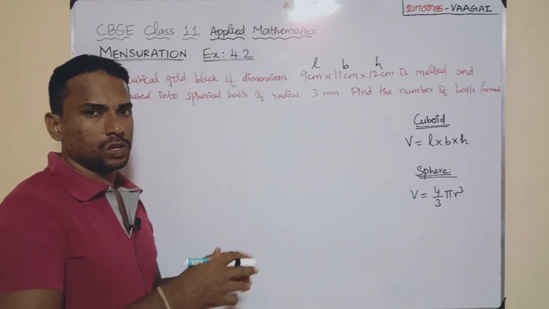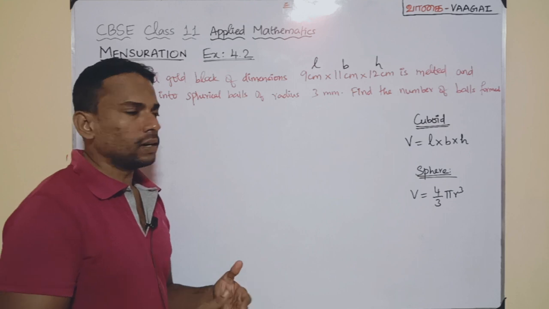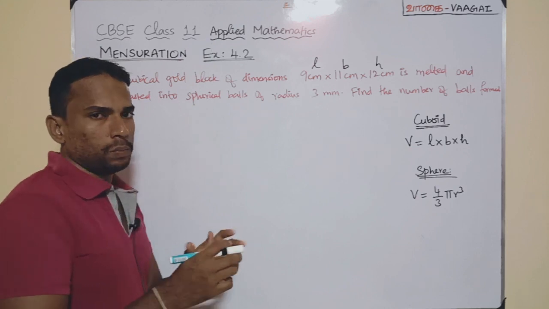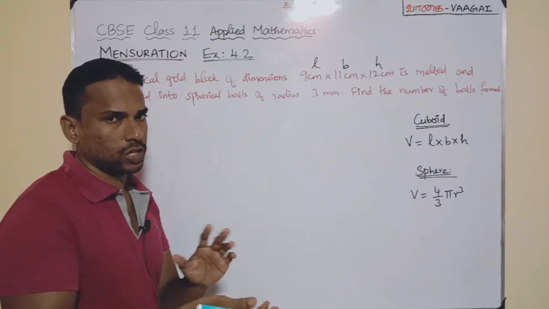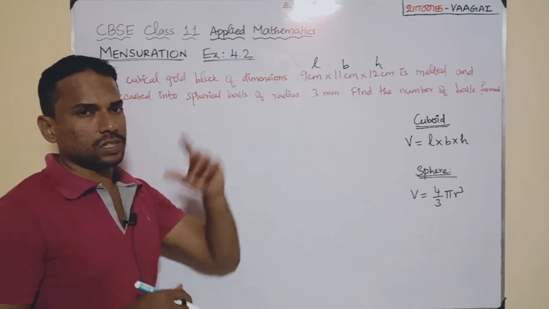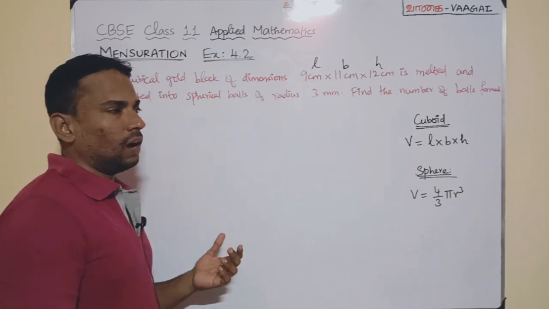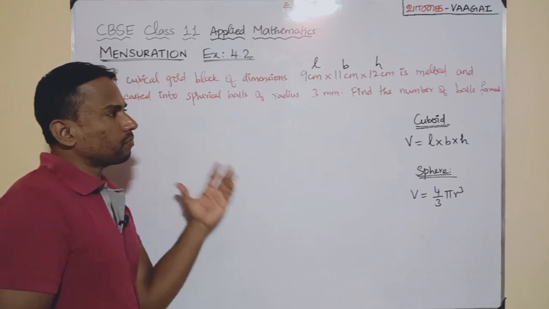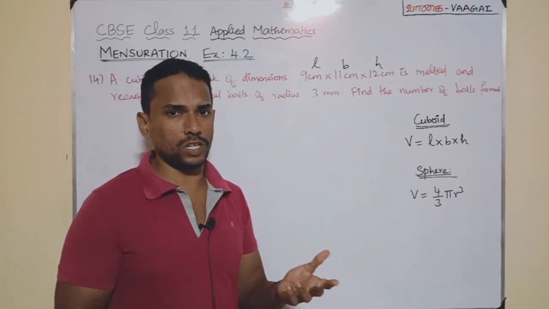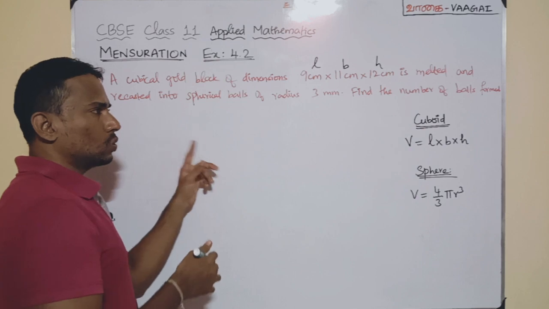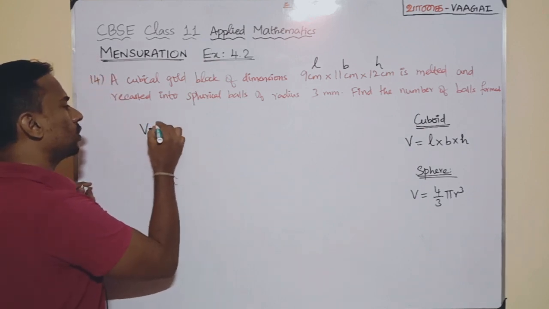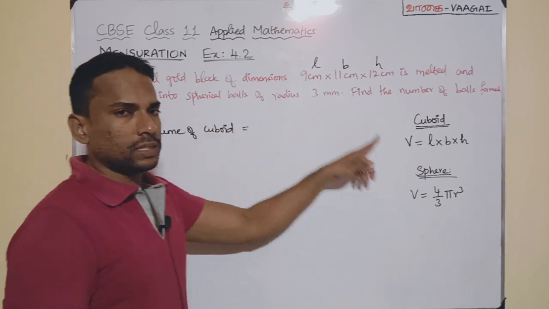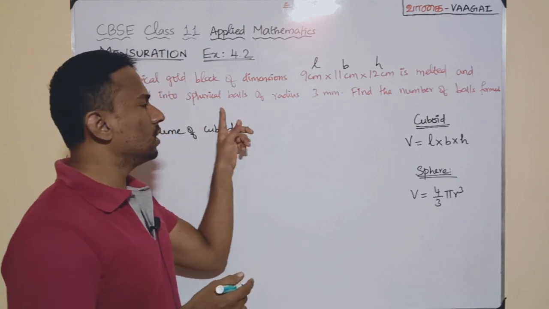So that means they are taking a huge cuboid, melting it and recasting it into small spheres. This is a problem based on transforming the solid shape. Whenever you get questions like this, what we basically do is equate the volumes, because the total volume that was originally there is what is transforming into another shape. So both sides the volume will be the same. In this case the volume of the cuboid will be equal to the right hand side, what they are recasting it into, spherical balls.